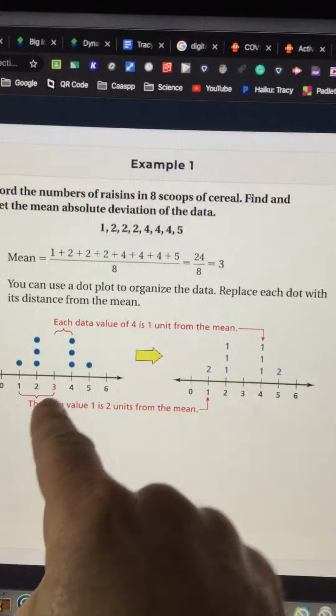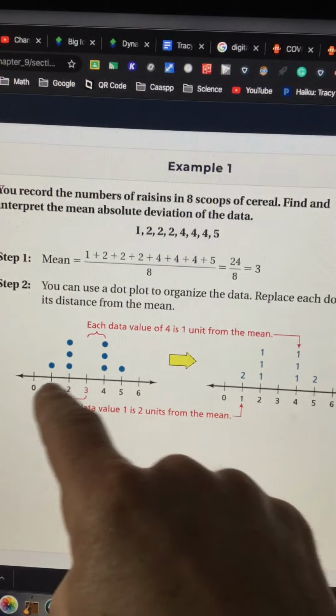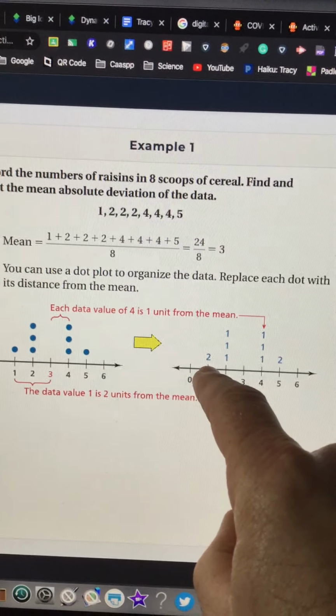So now what we have to do is we have to look at the mean, which was 3, and we have to count how many spots over. So from 1 it was 1, 2. That's where that 2 comes from.